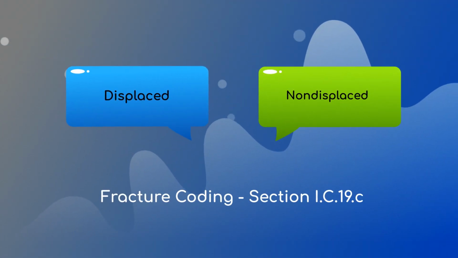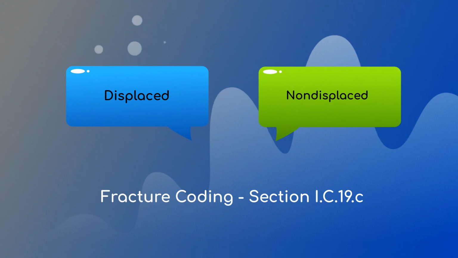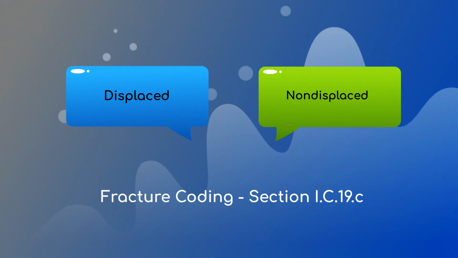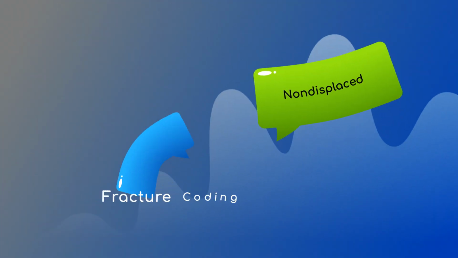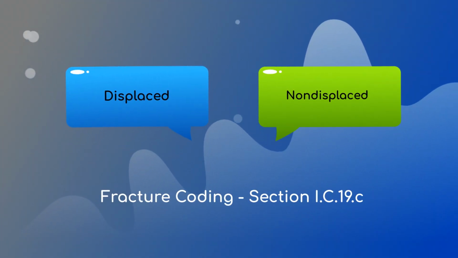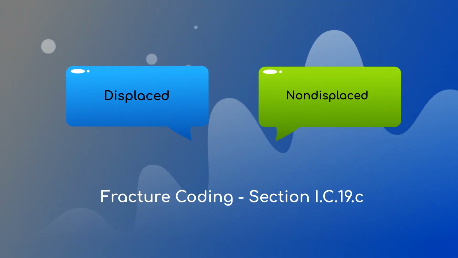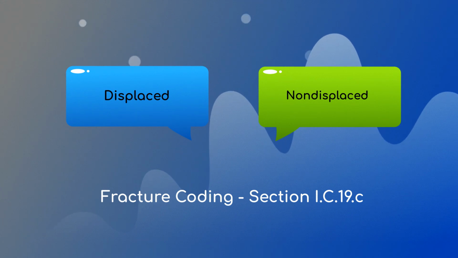A displaced fracture is one in which the bone fragments are not in alignment. A non-displaced fracture is one in which the bone retains its normal alignment despite the break. If the medical record documentation does not specify displaced or non-displaced, the fracture is coded as displaced.